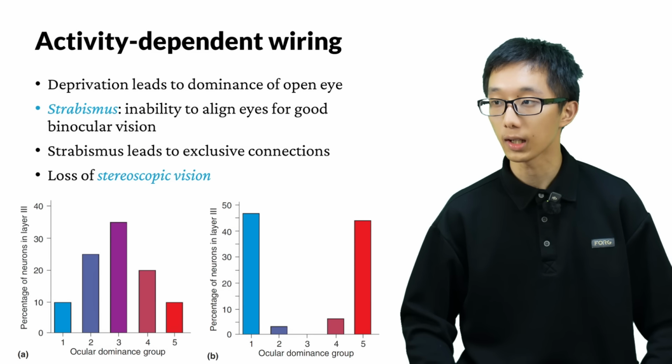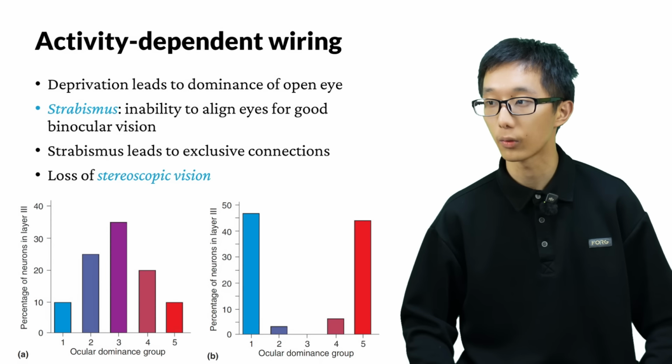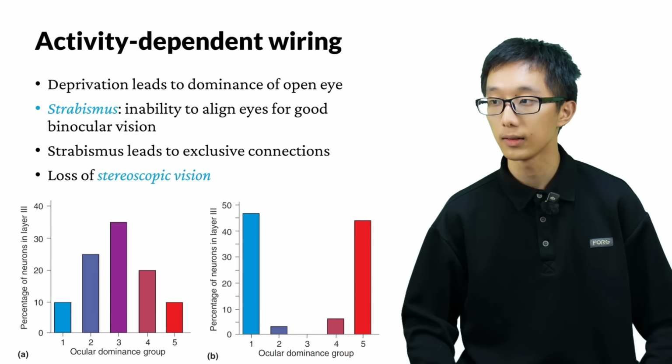Strabismus is a condition that must be treated at an early age. Otherwise, this ocular dominance pattern and loss of stereoscopic vision will persist throughout life. However, if this condition is treated at an early age, then we will talk about the concept called critical period later, and that will help us explain why treating strabismus can help correct vision.